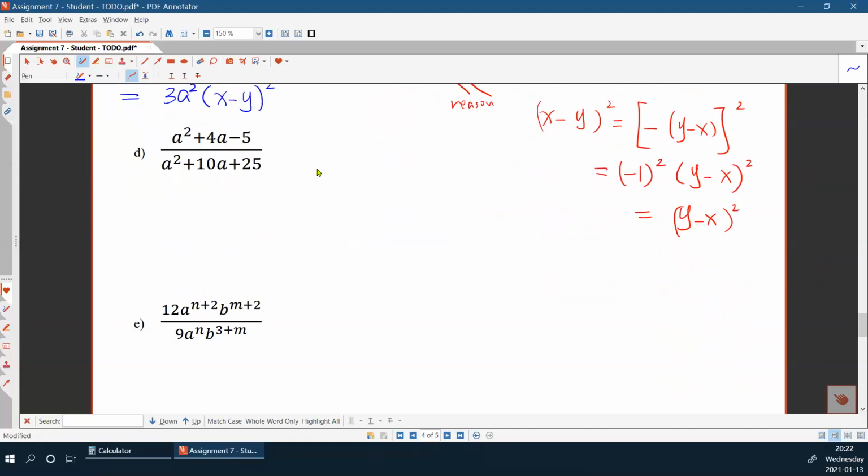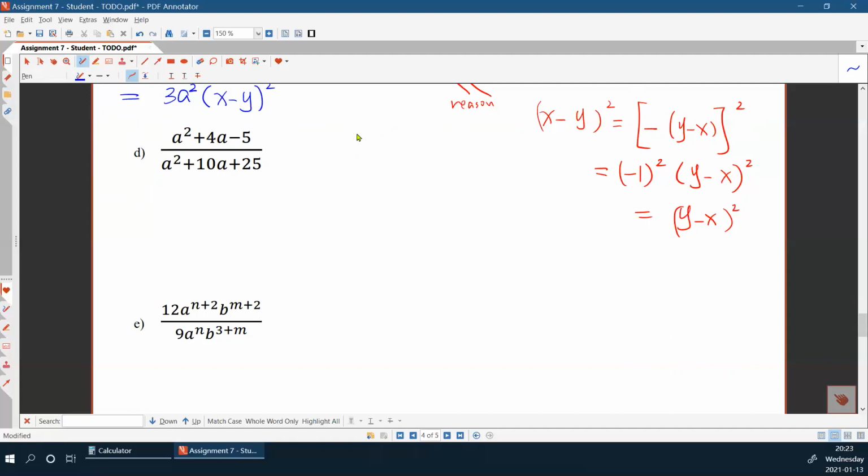Next one. As I said, you can't just cancel an a directly, right? Because they're not in a factored form. First of all, if you want to cancel something, it's better to write it in the product or in a factored form, and then you can try to cancel something, right? So first of all, let's factor each of the numerator and the denominator.